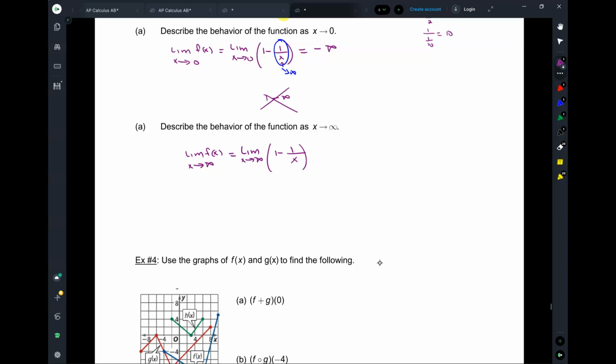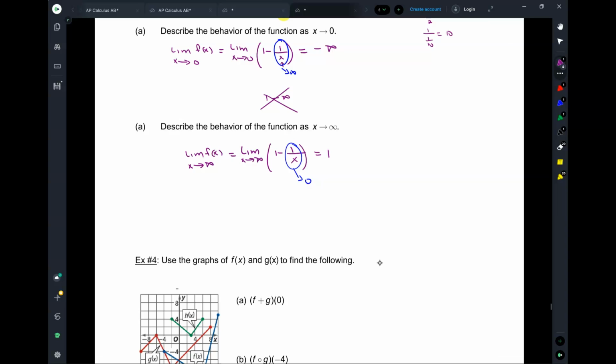So what happens as this x gets infinitely large? What happens to the whole fraction as x gets infinitely large? It gets smaller and smaller and smaller, almost like 0. So 1 over like 100 trillion is 0.0000. It's basically 0. So then 1 minus 0 would just be 1.